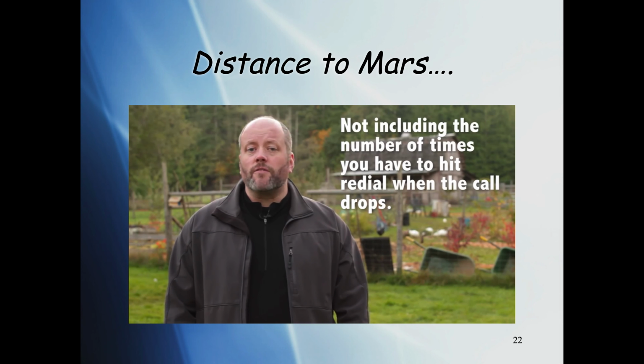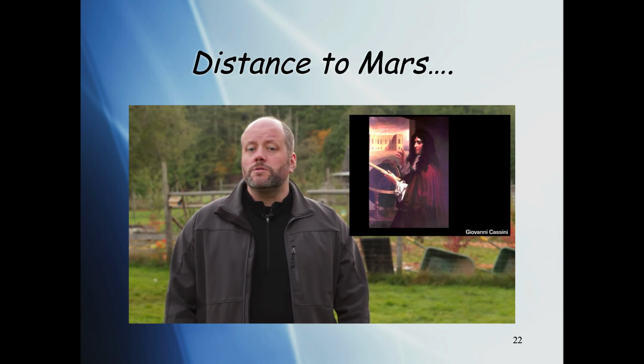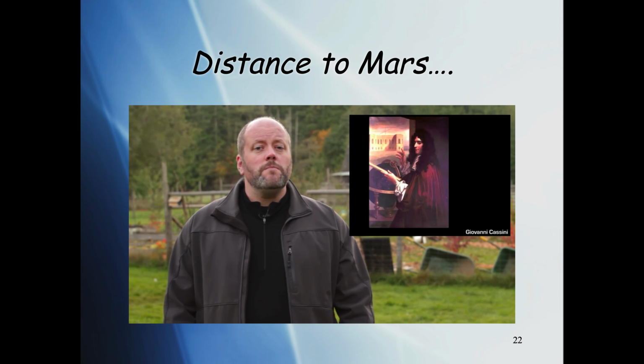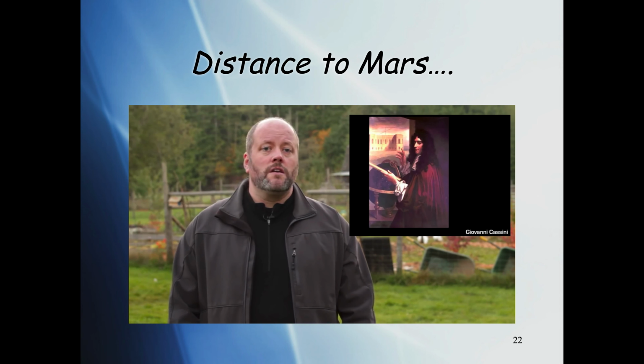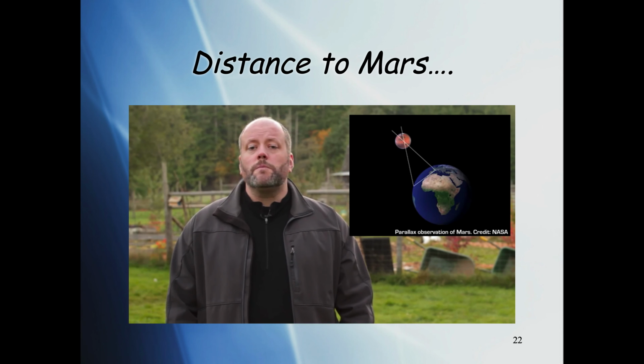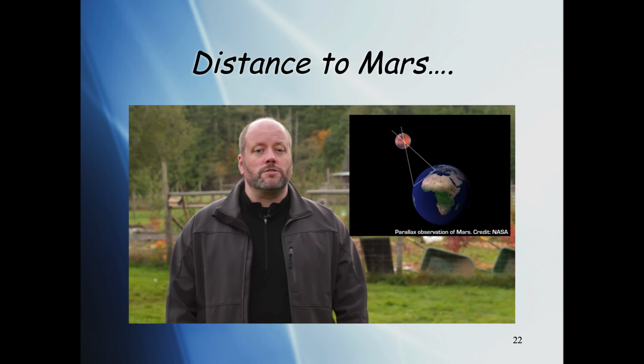The first person to ever calculate the distance to Mars was the astronomer Giovanni Cassini, famous for his observations of Saturn. Giovanni made observations of Mars in 1672 from Paris, while his colleague Jean Richer made the same observation from Cayenne, French Guiana. They used the parallax method to calculate the distance to Mars with surprising accuracy.